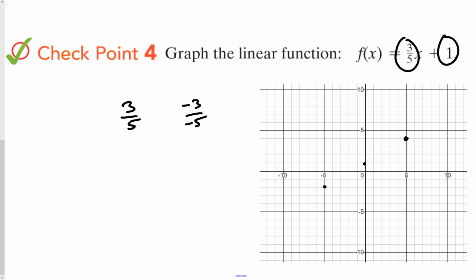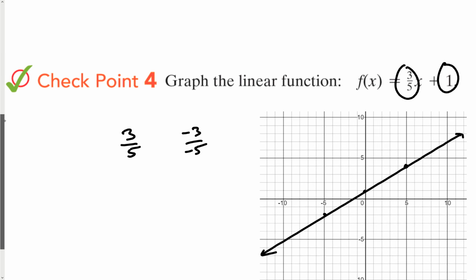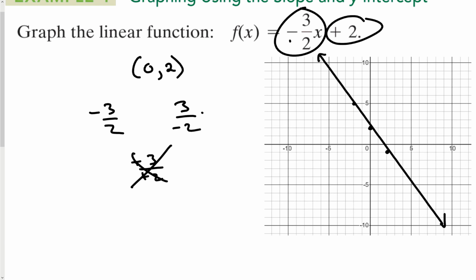My slope is positive. 3 over 5 is positive. This line is going up from left to right. Okay, and let's make a nice line. And we put my arrows at the end. Okay. This line, again, had a negative slope. It is going down from left to right, right? We look at lines this way, left to right, it is going down.